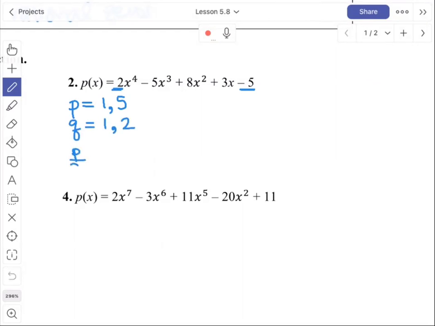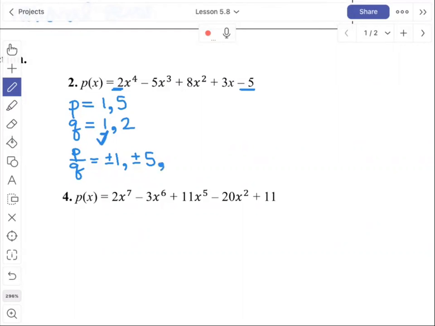All right, so let's do P over Q. I'm going to start with my Q of 1, and I'm going to go through my list of P's. So I got 1 over 1, which is just 1, so plus or minus 1. And then I'm going to do 5 over 1, which is plus or minus 5. All right, so I'm done with that first. I'm going to check that off. First Q, done.